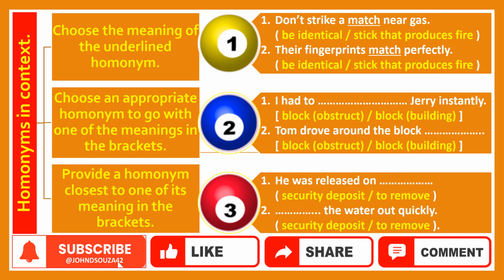Homonyms test not just vocabulary but our logic. The same word can behave quite differently depending on usage. For the first set of sentences, match as fire stick and match as identical. For the second set of sentences, block as obstruct and block as building. For the third set of sentences, bail as security deposit and bail as to remove.